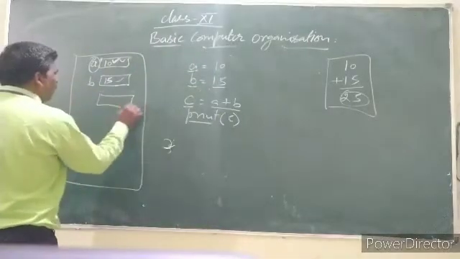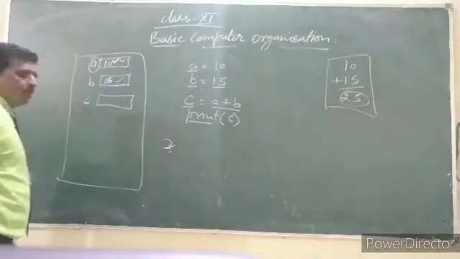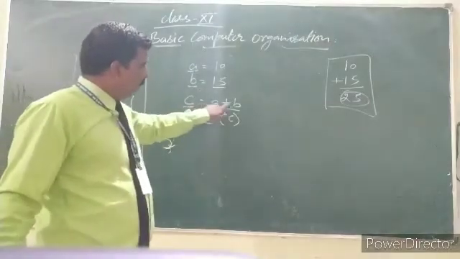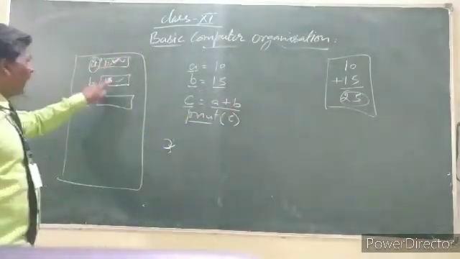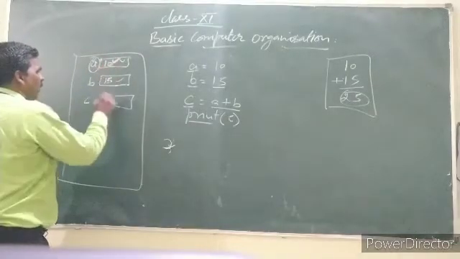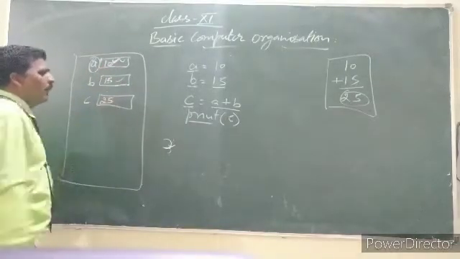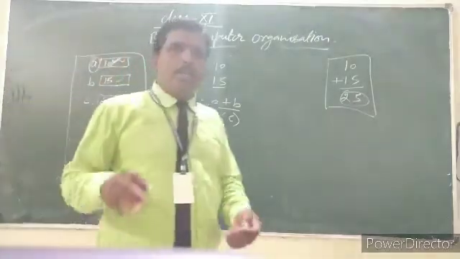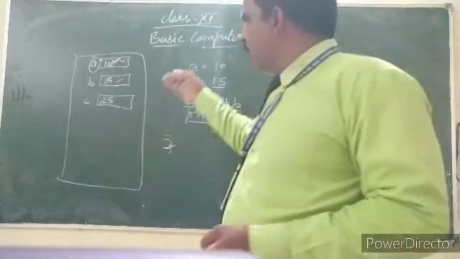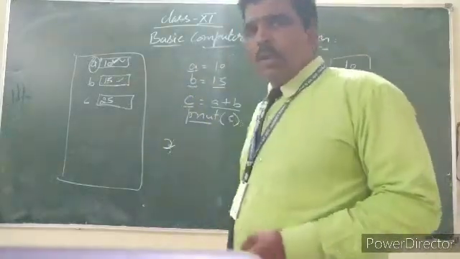One another allotment we are having with the name of c. So in that a plus b means this and this. It means 10 and 15. So value will be 25. So in the next allotment with the name of c, you are storing 25.